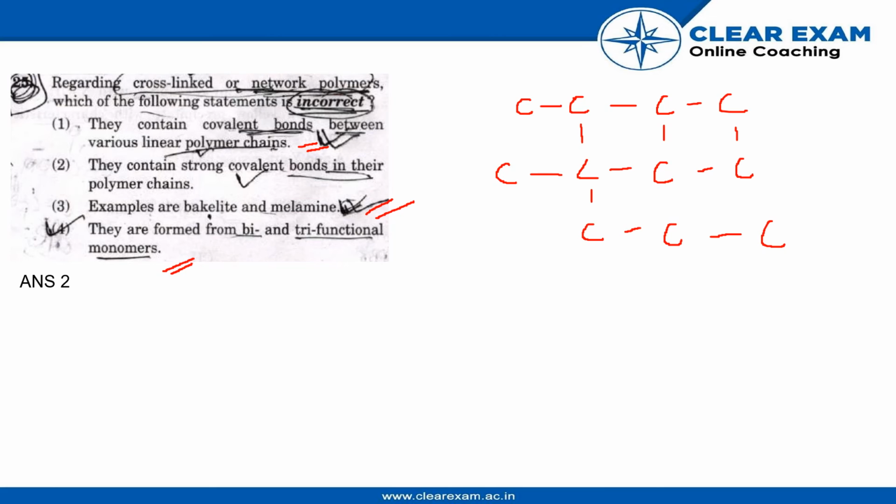As we need this atom to be connected to three or two monomers in order to have bi- and tri-functional monomers. So this option is also correct. So the remaining option, which is this, they contain strong covalent bond in the network chain, is partially incorrect. So this is the answer. Option 2 is the answer.